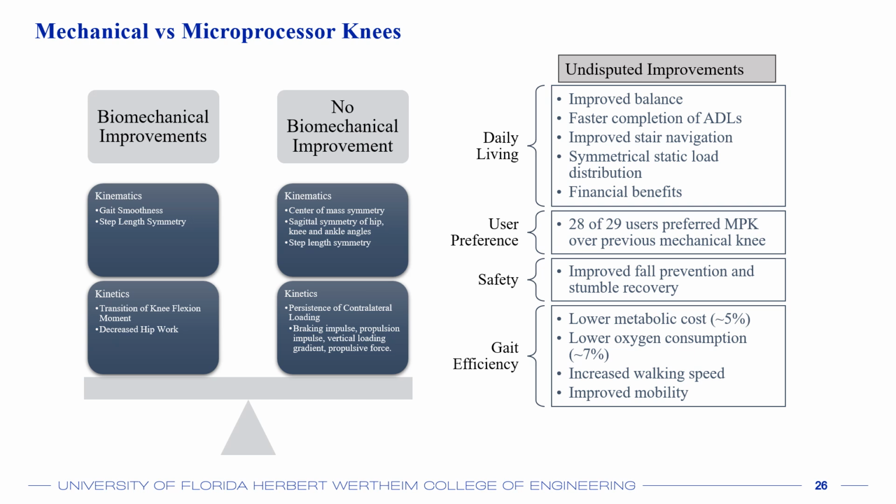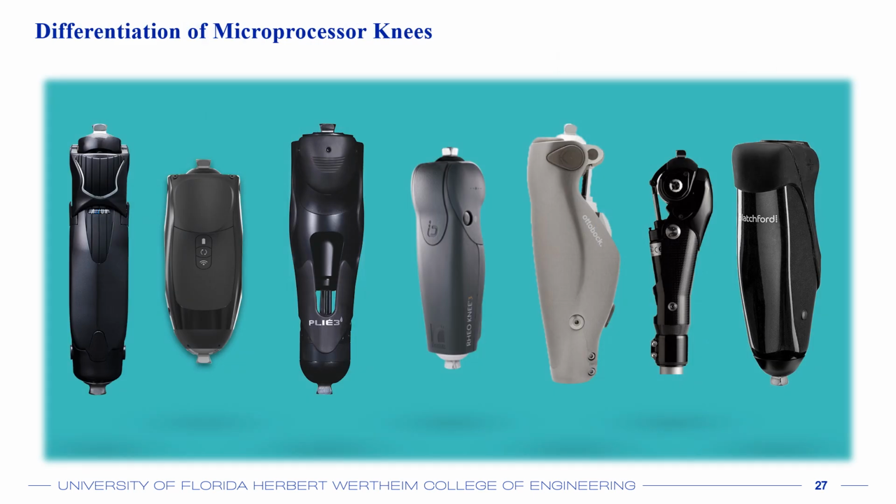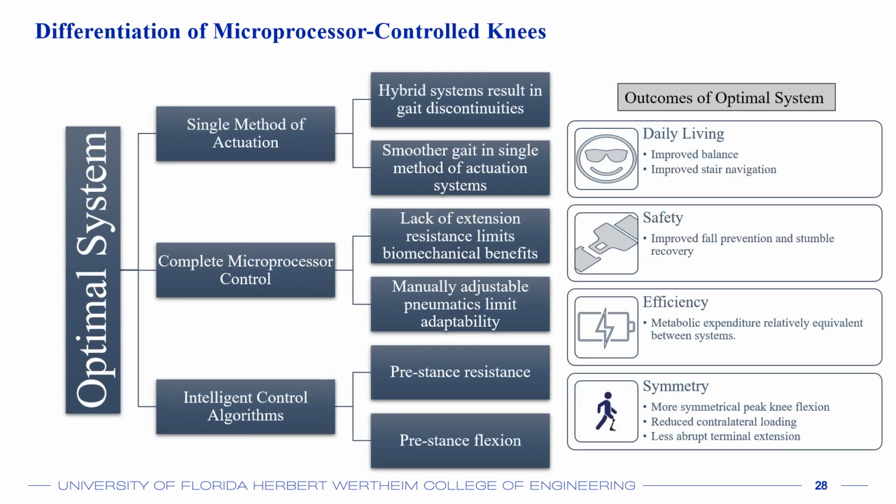Given this, it is useful to differentiate these devices to determine whether or not the influence may be related to differences in device type. When doing so, we see that there are some philosophies in device design that best elucidate the benefits of microprocessor knee use. Those include primarily a single method of actuation, with hybrid systems exhibiting some discontinuities. Additionally, complete microprocessor control is essential, as the lack of extension resistance in some manually adjustable pneumatics can limit adaptability.